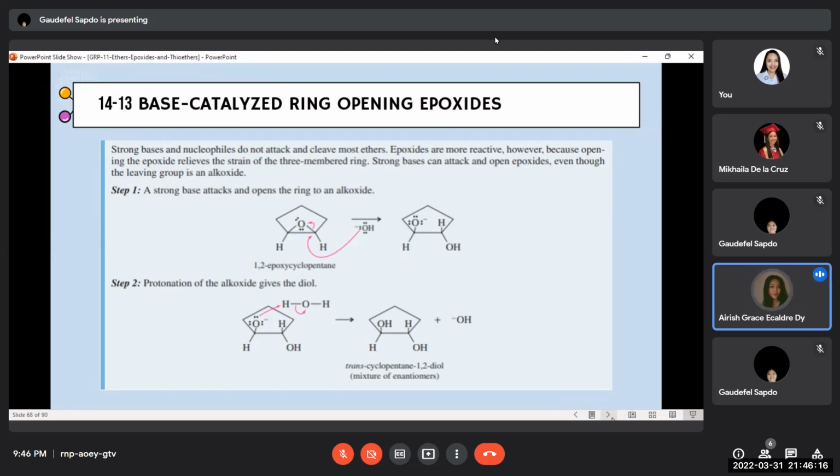Strong bases and nucleophiles do not attack and cleave most ethers. Epoxides are more reactive, however, because opening the epoxide relieves the strain of the three-membered ring. Strong bases can attack and open epoxides, even though the leaving group is an alkoxide. Step 1 is a strong base attacking and opening the ring to an alkoxide. Step 2 is protonation of the alkoxide to give the diol. Next slide, please.